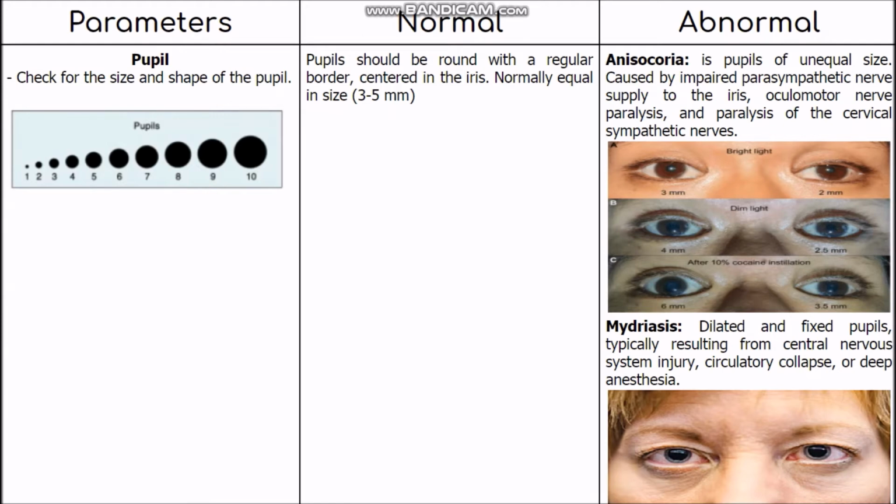For the abnormal finding, we have here anisocoria. This is where your pupils are of unequal size. This is caused by impaired parasympathetic nerve supply to the iris, oculomotor nerve paralysis, and paralysis of the cervical sympathetic nerves. Next is mydriasis. So this is where your pupils are dilated and fixed, and this is typically resulting from central nervous system injury, circulatory collapse, or deep anesthesia.